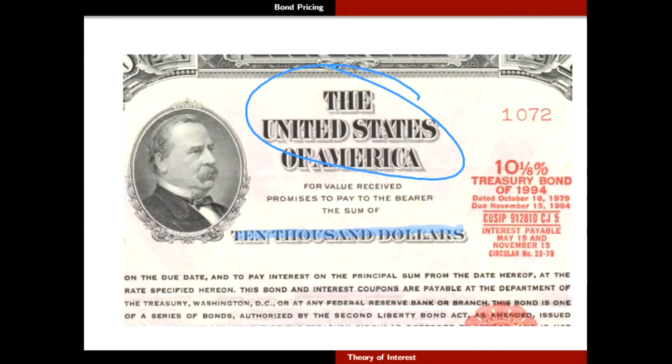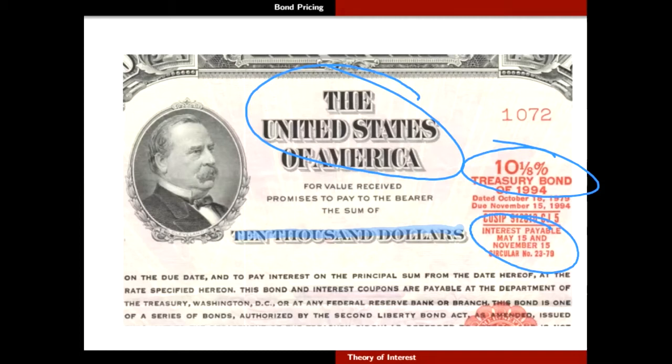What about this 10 1/8%? What do you call that? That is the coupon rate, or that is our lowercase letter r. So if that is the coupon rate, the 10 1/8%, tuwing kailan naman magbabayad ng coupons? Nandito rin yan. Interest payable, kailan? May 15 and November 15. So, twice a year magbabayad ng coupons.